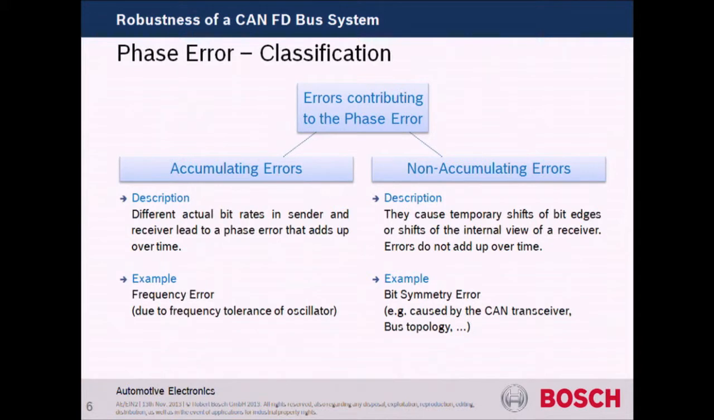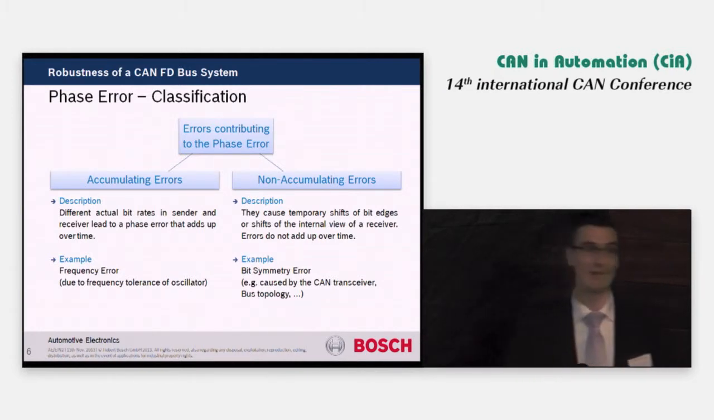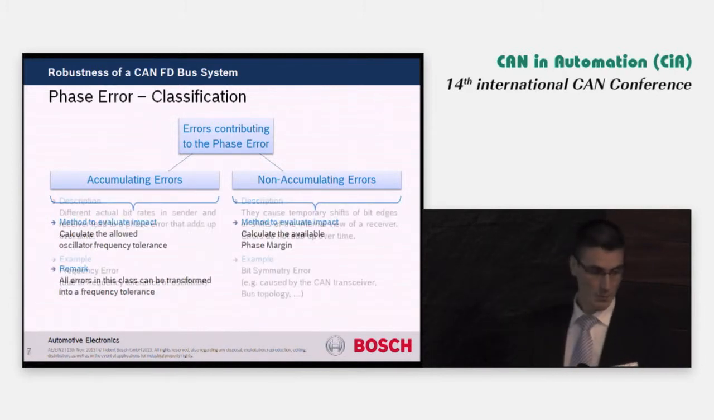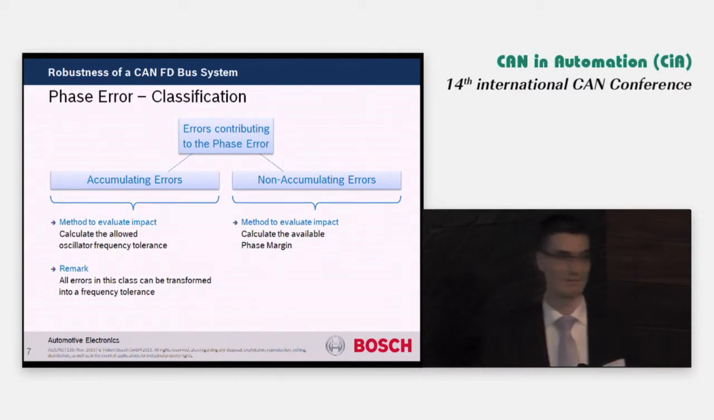The most prominent example of such an error is the bit asymmetry error. This means I have asymmetric bits. The dominant bits tend to be longer and the recessive bits tend to get shorter. This shrinking and growing of bits is usually caused by transceivers, the bus topology, electromagnetic disturbances, and many other things. Since we can't erase these errors, we have to live with them. Now we need some methods to handle them. To handle the accumulating errors, we will calculate the allowed oscillator frequency tolerance. And now you ask, okay, there are several errors.